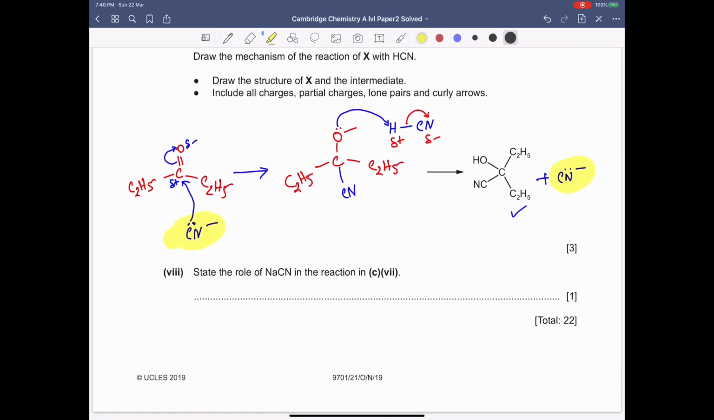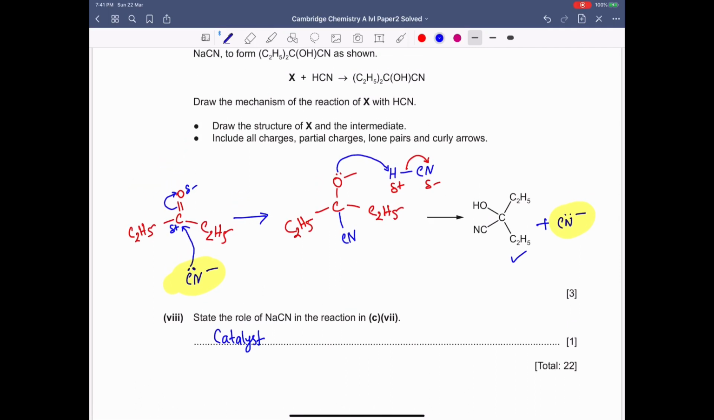State the role of NaCN in this reaction. Well, it is acting as a catalyst because it's going to provide the first cyanide. The reaction is with hydrogen cyanide, but the sodium cyanide is going to provide the first cyanide because sodium cyanide will be able to dissociate as shown in this reaction. Sodium cyanide will produce Na+ and CN minus.